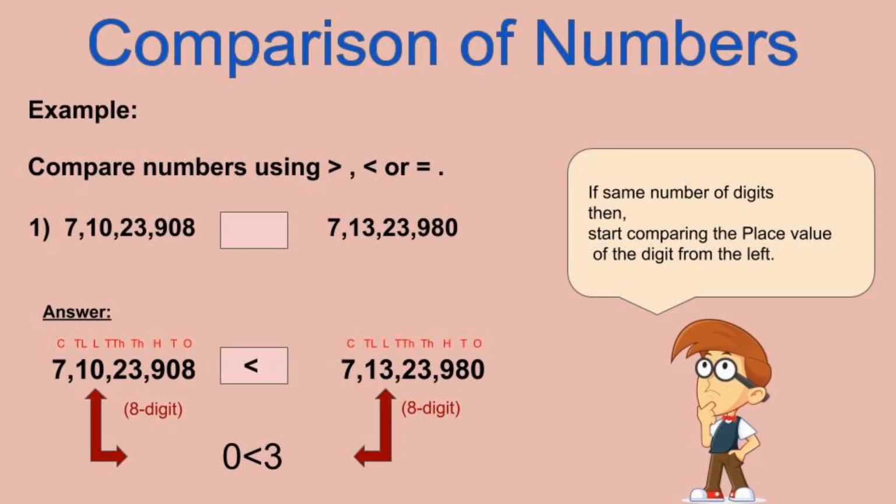So move on to the next place, that is ten lakh place. In both the numbers we have 1, that is also the same. Then move to the next lakhs place. In the first number we have 0 and in the second number we have 3. 0 is less than 3. So 7 crore 13 lakh 23,980 is greater than 7 crore 10 lakh 23,908.